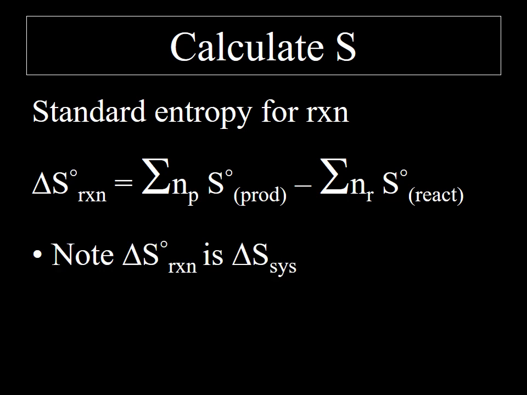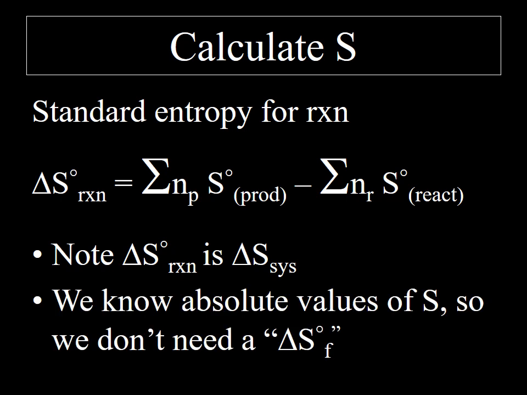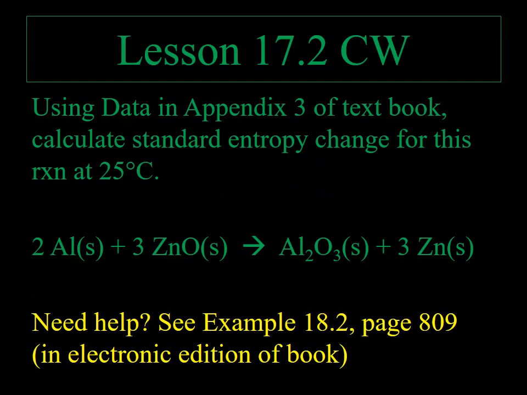So note that the delta S reaction here, that's what we would call delta S of the system. The surroundings would be the surroundings around the reaction. And just pointing out again, we don't have delta S, F for formation, delta S, not F. We don't need that. We have absolute values of S, so we're not talking about entropy of formation the way we did enthalpy of formation.